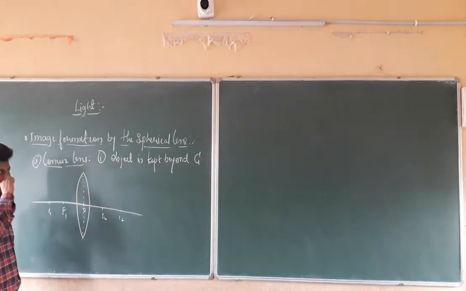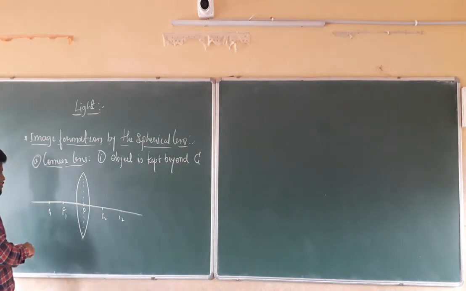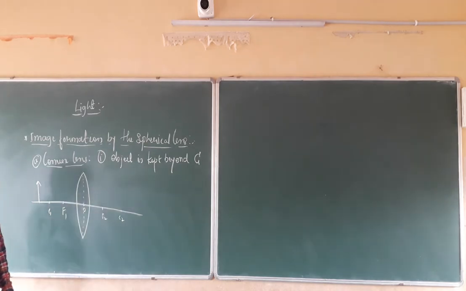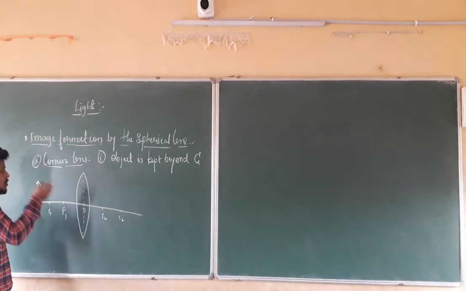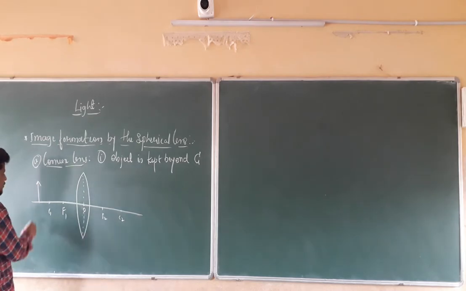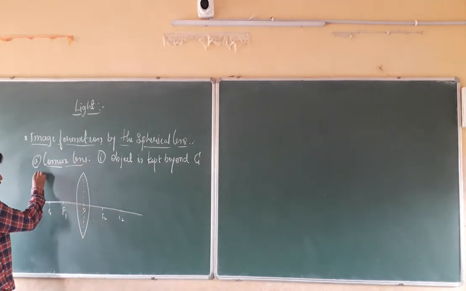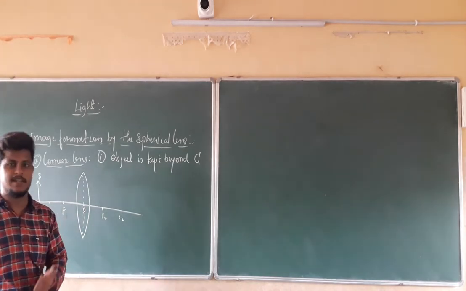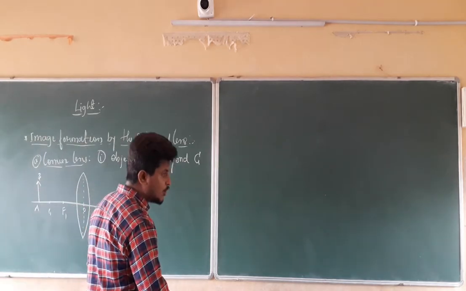Now, where can the object be kept? It is going to be kept beyond C like this. How can the object be shown? By an arrow mark. It should be upright, shown by an arrow mark, and it should always be on the left hand side. I am going to name it AB. The object is AB. Now in this case, if the object is kept beyond C, for the formation of the image, how many rays are required? Two light rays are required.